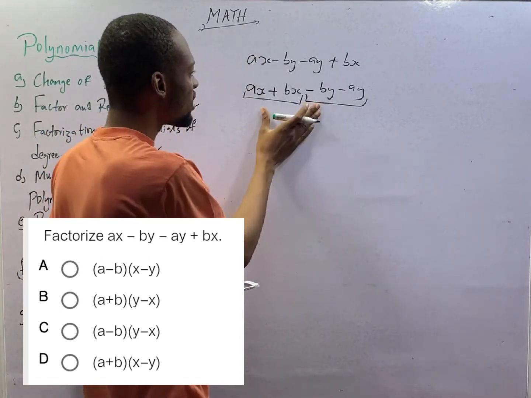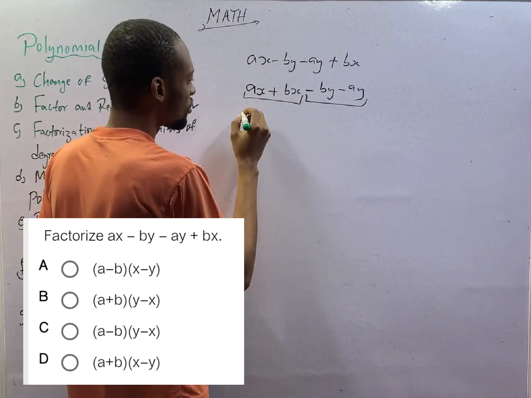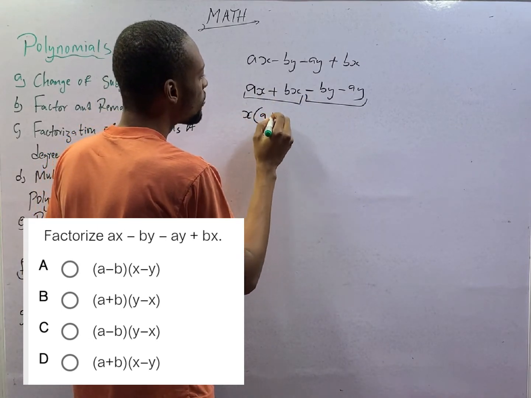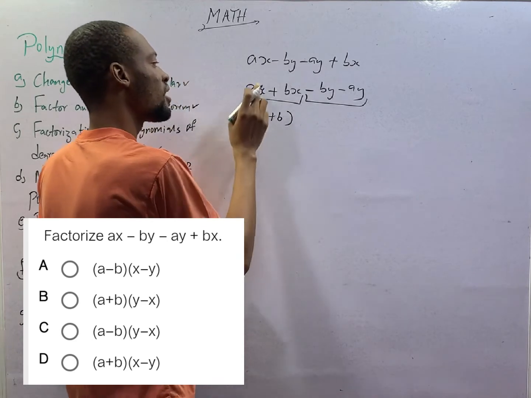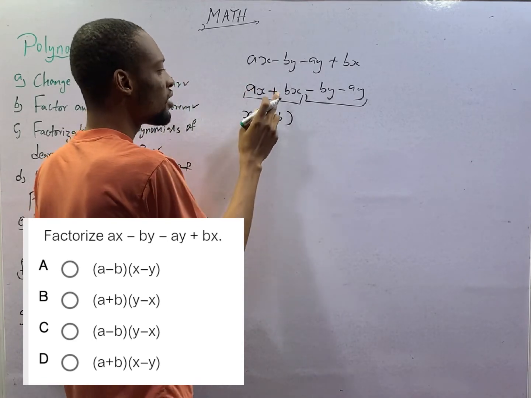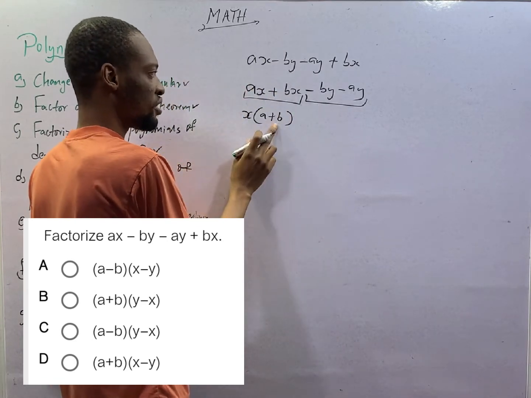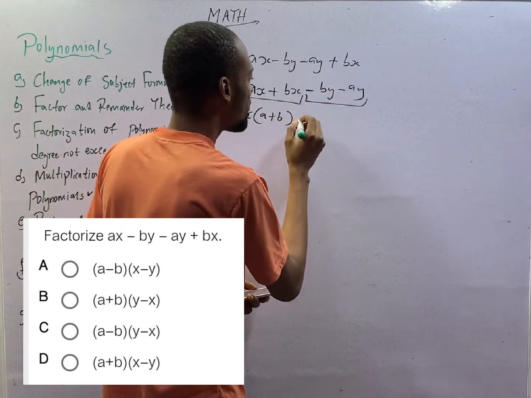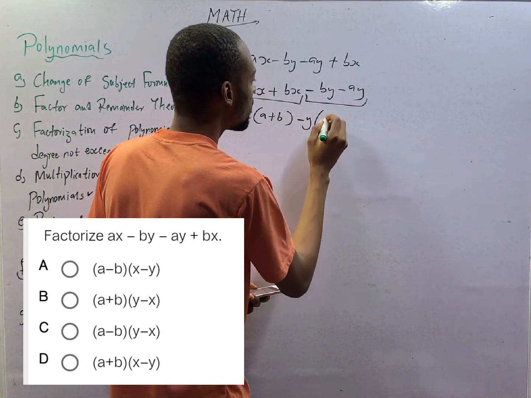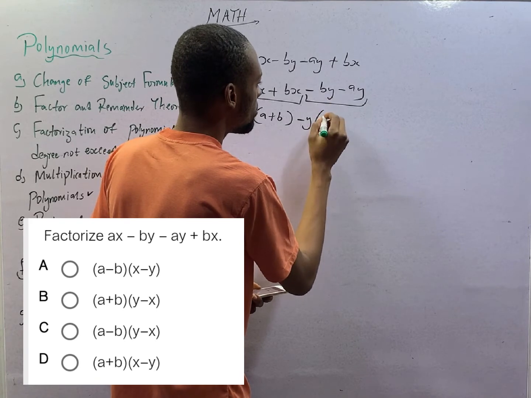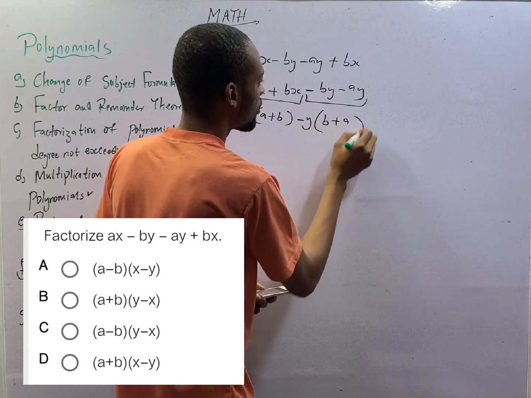If you are factorizing this, here they have s in common. So s, a plus b will be out of it. As divided by s is a, plus bs divided by s is b. Here they have minus y in common to remain b plus a.